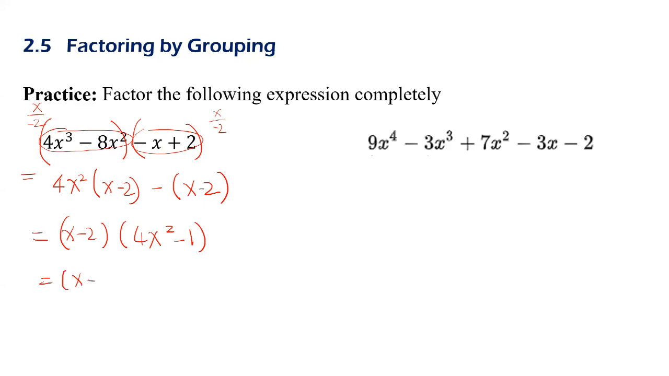And then we can use the formula. 4x squared minus 1 is 2x squared minus 1, right? Using the formula, we'll get 2x plus 1 and 2x minus 1. Right? How about the second one?